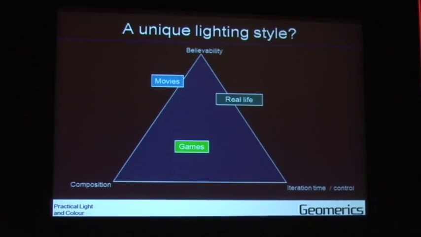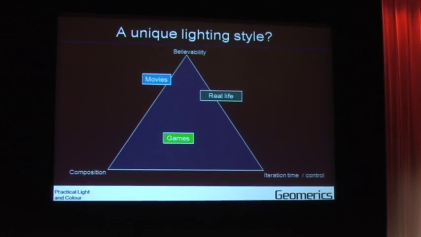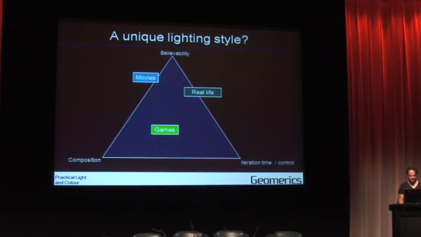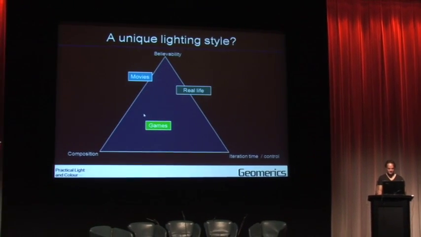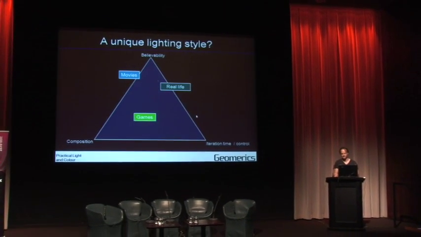So I've been trying to do this fancy triangle. Depending on where you want, say, your game to be, you might want your game to be more believable, so you might move it up towards believability, but that'll be at the cost of iteration time. It'll take you longer to actually achieve believability. Your iteration time goes up. In terms of composition, you could move your game towards being a more composed game, but that means that you don't give your player control over the camera. That tends to frustrate your players.